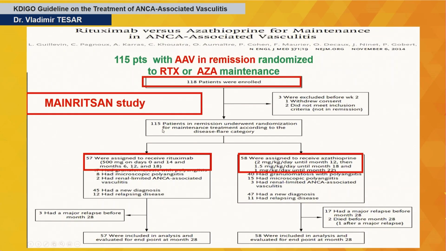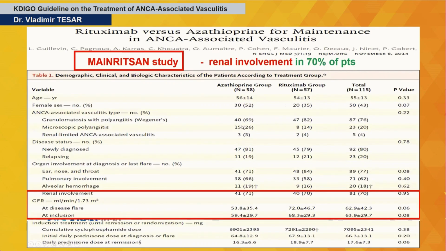We also have some new data on rituximab as a drug used in the maintenance treatment, coming from the MAINRITSAN study, which randomized more than 100 patients with relatively mild ANCA-associated vasculitis to either azathioprine or rituximab maintenance. You see that renal involvement was present in 70% of patients, but the mean GFR was relatively high, around 62 ml per minute.